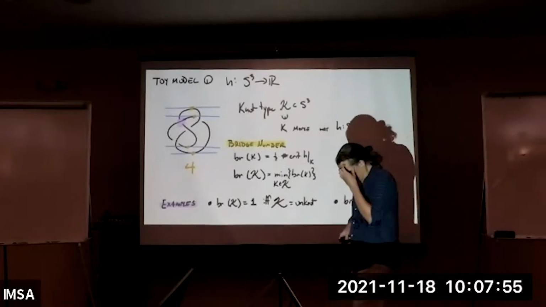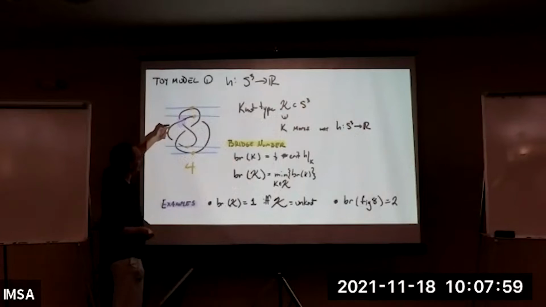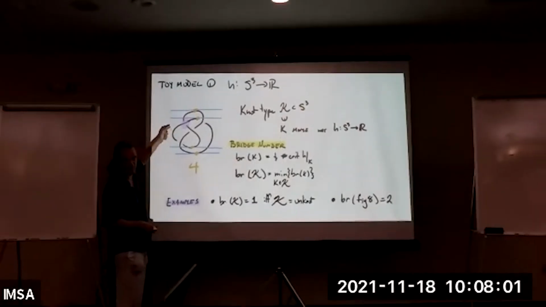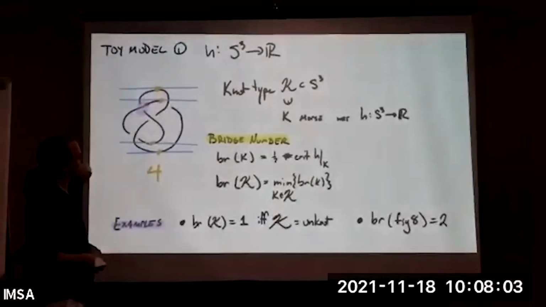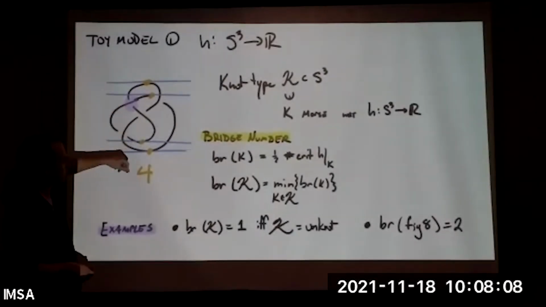So here what I did, I actually changed the crossing. Now we actually have a legit diagram of a figure 8 knot. And this position that we have does have 4 critical points.